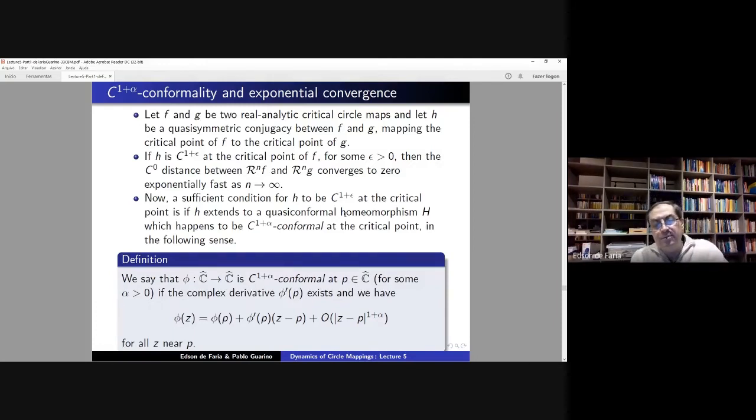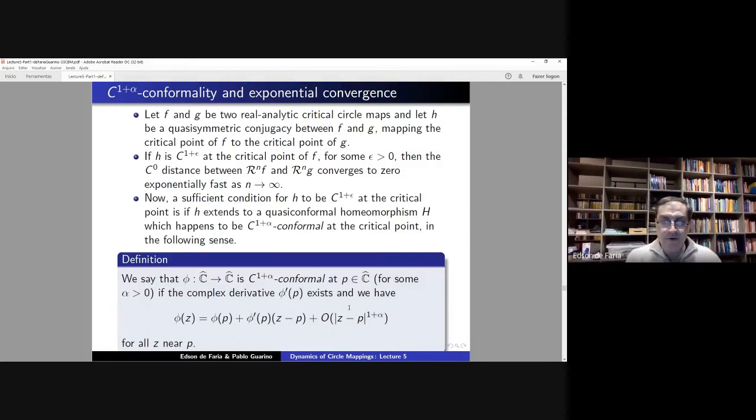A map phi on the Riemann sphere, let's think of it as a homeomorphism of the Riemann sphere, which is, say, quasi-conformal. It doesn't need to be here. You say that this map is C1 plus alpha conformal at a certain point P if the derivative in the complex sense exists at that point, so if phi prime exists at that point. And when you write the first order Taylor expansion, the error term is of the order of z minus P raised to the 1 plus alpha power, so the decay is better than linear. If this happens, you say that the map is C1 plus alpha conformal at that point.